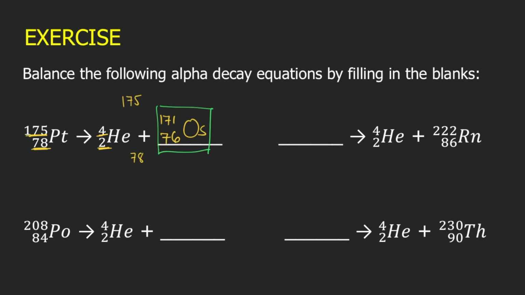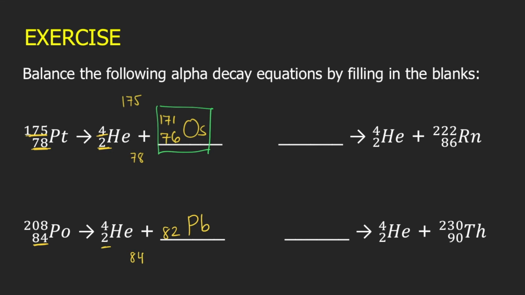So let's try the second one. On the left side, the atomic number is 84. On the right side, we have 2 plus blank. So what should we put on the blank? We put 82 because 82 plus 2 is 84. So what is the 82nd element in the periodic table? That would be lead or Pb.